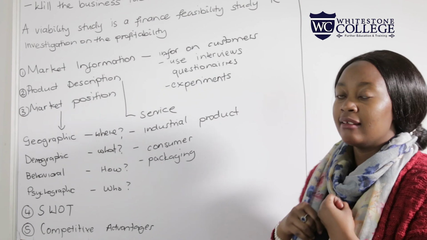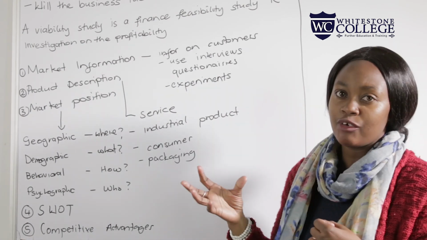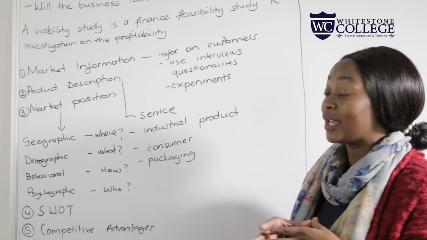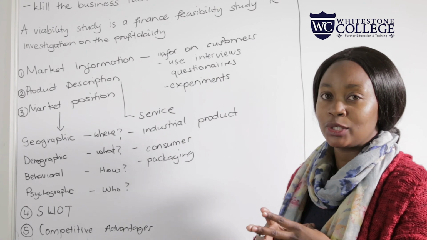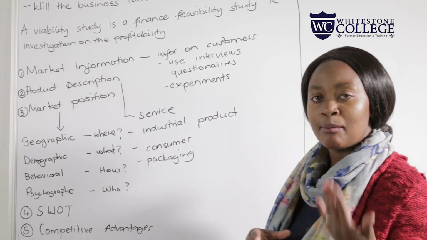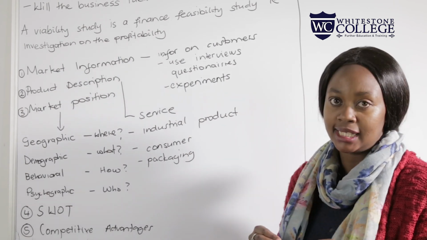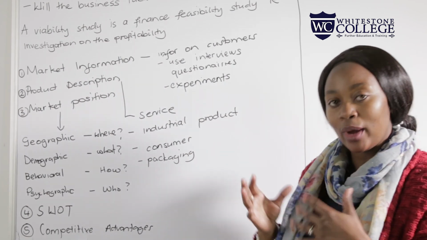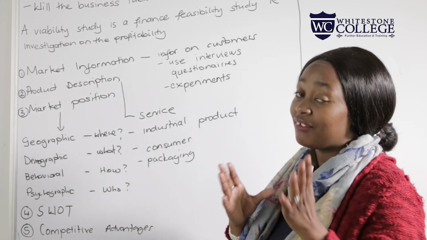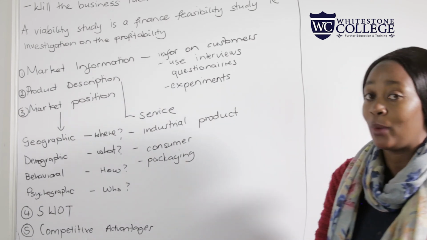Let's look at component number 1, the market information. In this case, you actually look at the information on your customers. Who are the people that you want to sell your product to? Is it the males, the females? Is it the students, or is it only the kids? When you have that information, you can then work around with your business and make sure that it fits the kind of population or the kind of customers that you are going to be working with.